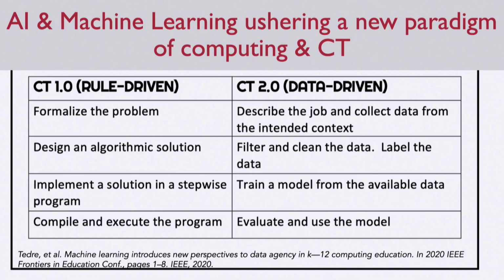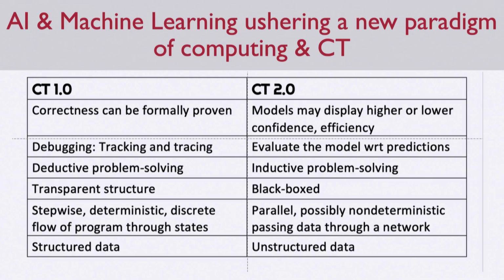However, AI and ML especially have ushered in a new paradigm of computing, which is more data-driven, where the old CT involves step-by-step algorithmic thinking approaches. Machine learning algorithms are defined by data and a definition of success, which is essentially a confidence level rather than 100% accuracy as it used to be. It's more inductive rather than deductive, more black-boxed and non-deterministic.